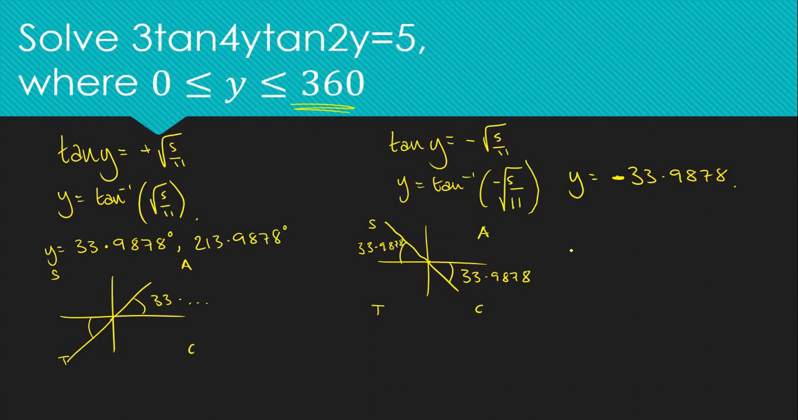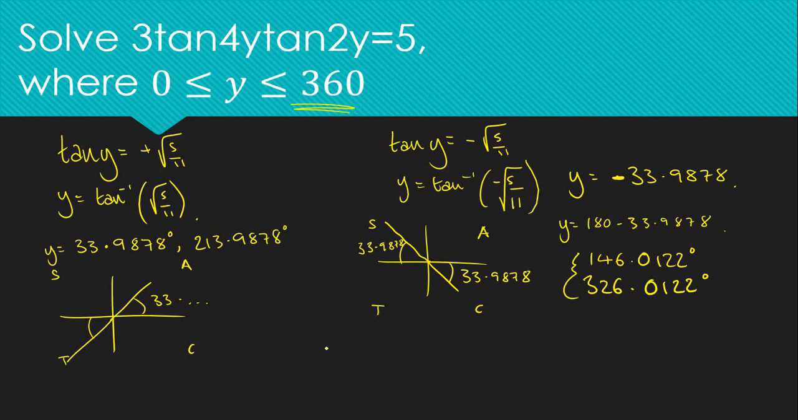Well, that's 33.9878. So we have y being 180 minus 33.9878, which comes out as 146.0122 degrees, and also 360 subtract 33.9878, which comes out as 326.0122 degrees. Those are your values for y that are actually candidate values.